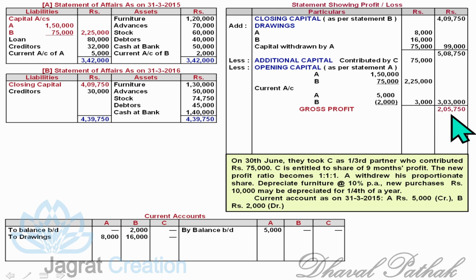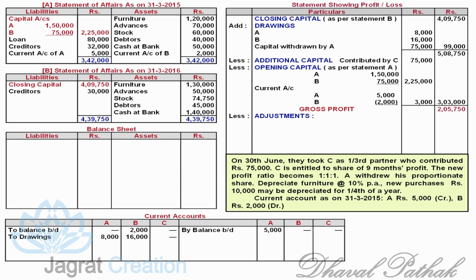Now from this gross profit, I will deduct salary paid to partner, interest on capital paid to a partner, depreciation on furniture will be deducted, but interest on drawings is an income that will be added. Now let me start giving the effect of adjustments.